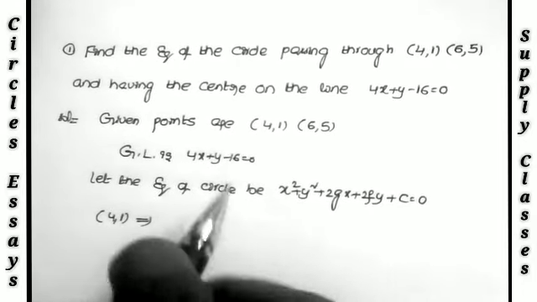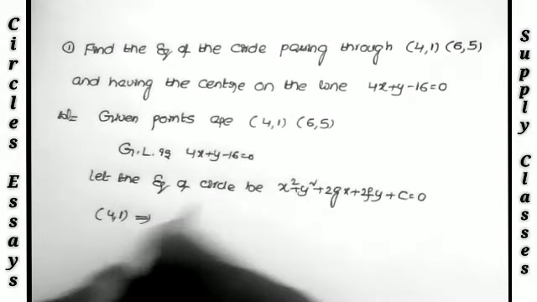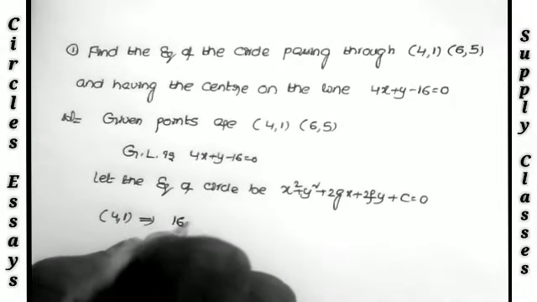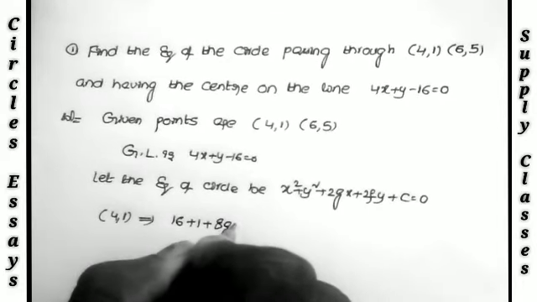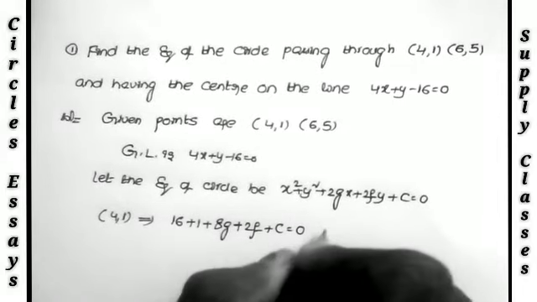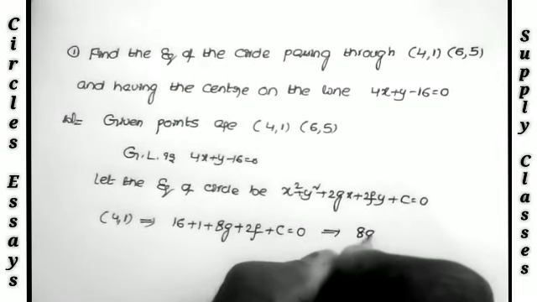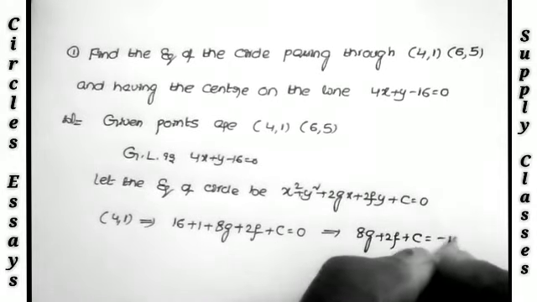Okay, first, since the point (4, 1) lies on the circle, I am substituting this point in the circle equation. 4² = 16, 1² = 1, 2g × 4 = 8g, 2f × 1 = 2f, + c = 0, which implies 8g + 2f + c = -17. Okay, this is the first equation.